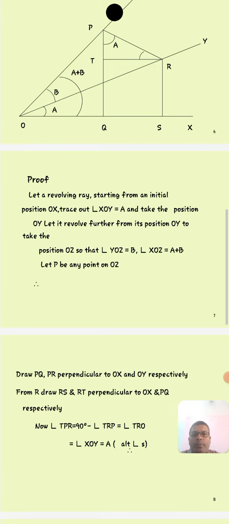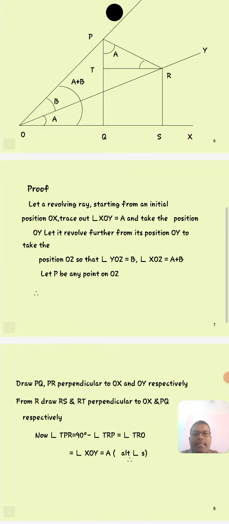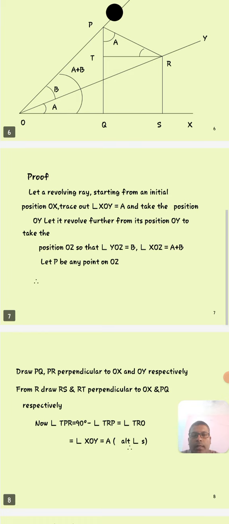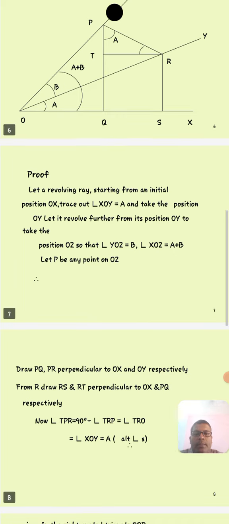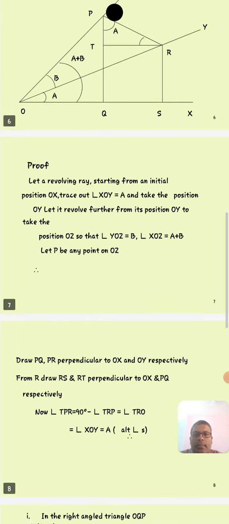From R, draw RS and RT perpendicular to OX and PQ respectively. Are you clear? Draw PQ, PR perpendicular to OX and OY respectively. From R, draw RS and RT perpendicular to OX and PQ respectively.